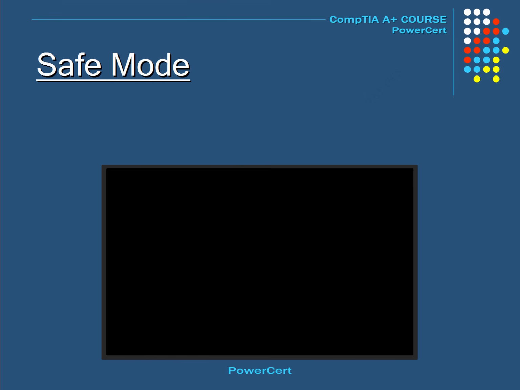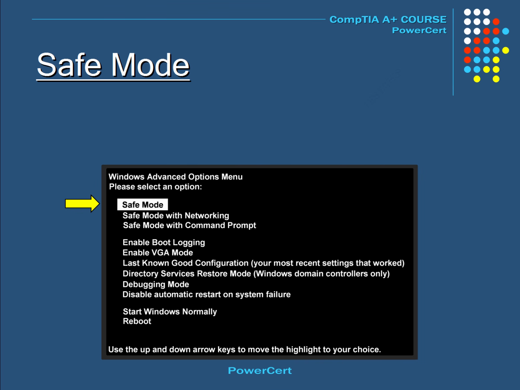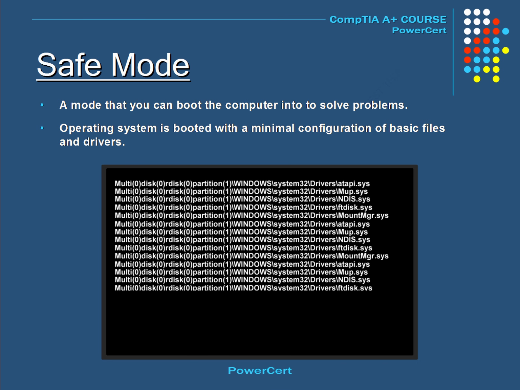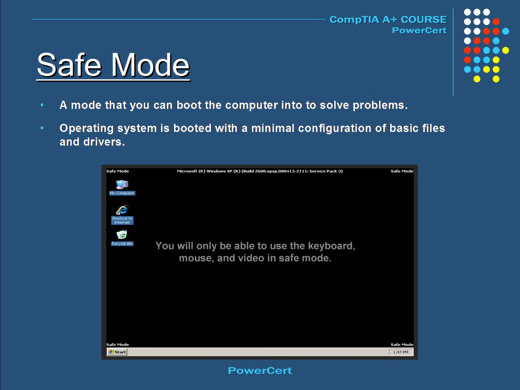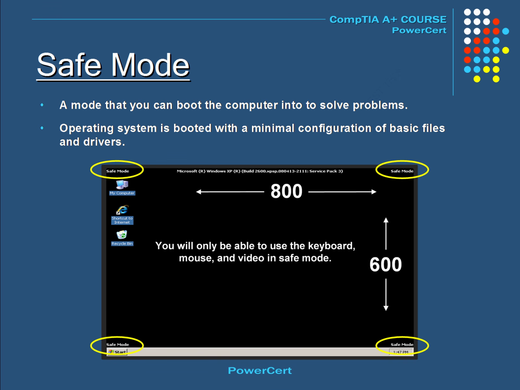A great feature in Windows that you can use to solve problems is what's called Safe Mode. Safe Mode is a mode that you can boot the computer into to solve problems. In Safe Mode, the operating system is booted with a minimal configuration of basic files and drivers. You will only be able to use the keyboard, mouse, and video in Safe Mode because it only loads those drivers. And the video on your screen will have a resolution of 600 by 800 because it only loads a basic VGA driver. And you will also see the words Safe Mode in all 4 corners of your screen.